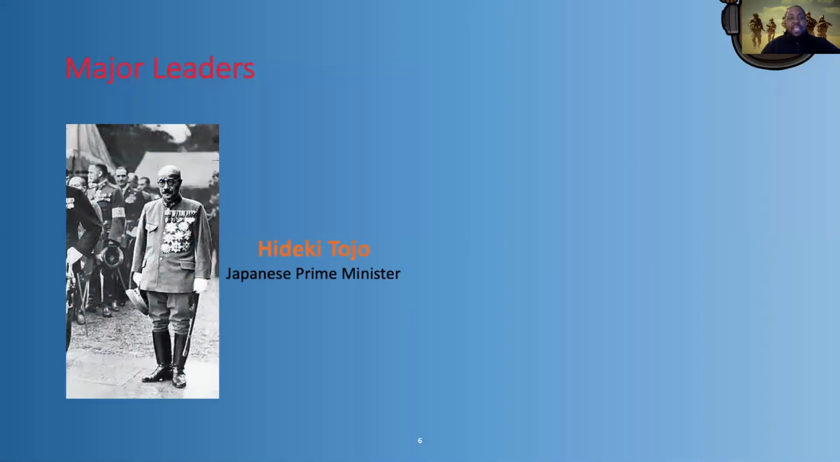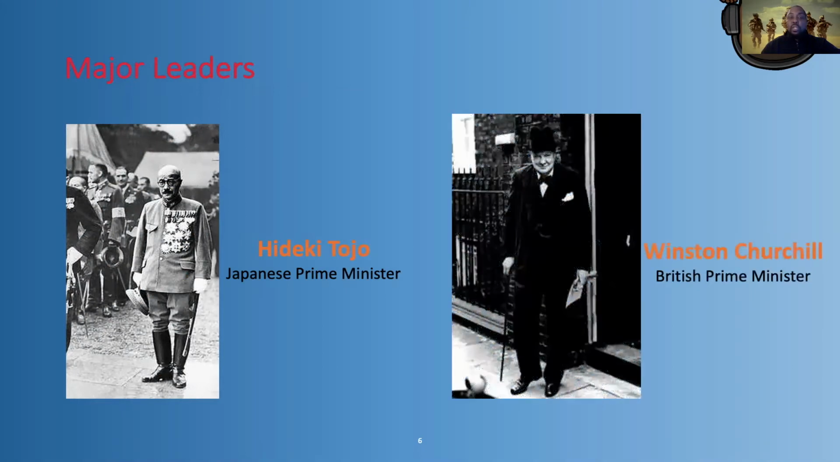All right, so some of the major leaders during this time frame. So we have Hideki Tojo, who was the Japanese prime minister. And we also have Winston Churchill, who was the British prime minister. So just a little bit about these guys. Hideki Tojo was born in 1884, died in 1948. He was a soldier and statesman who was prime minister of Japan during most of the Pacific theater portion of World War II, and who was subsequently tried and executed for war crimes.